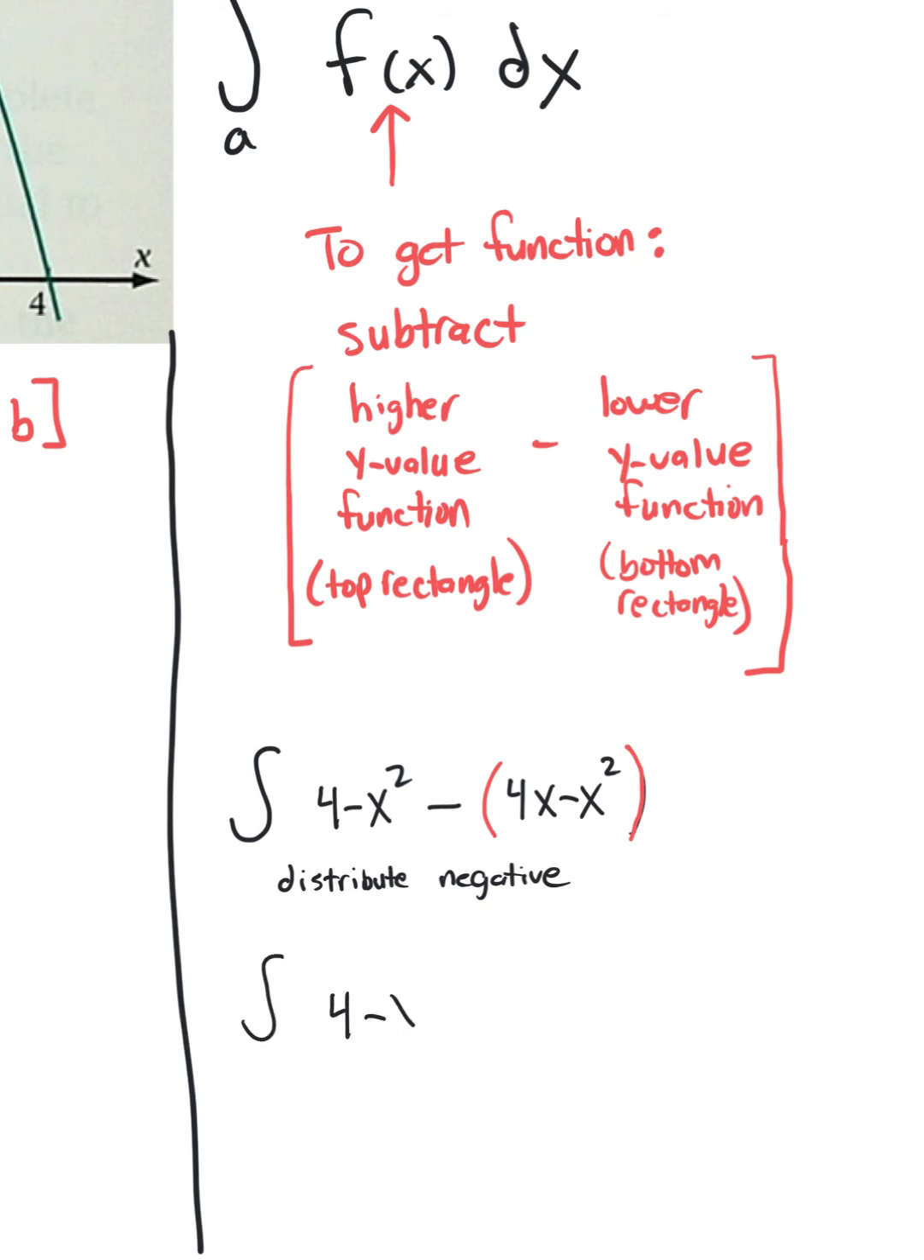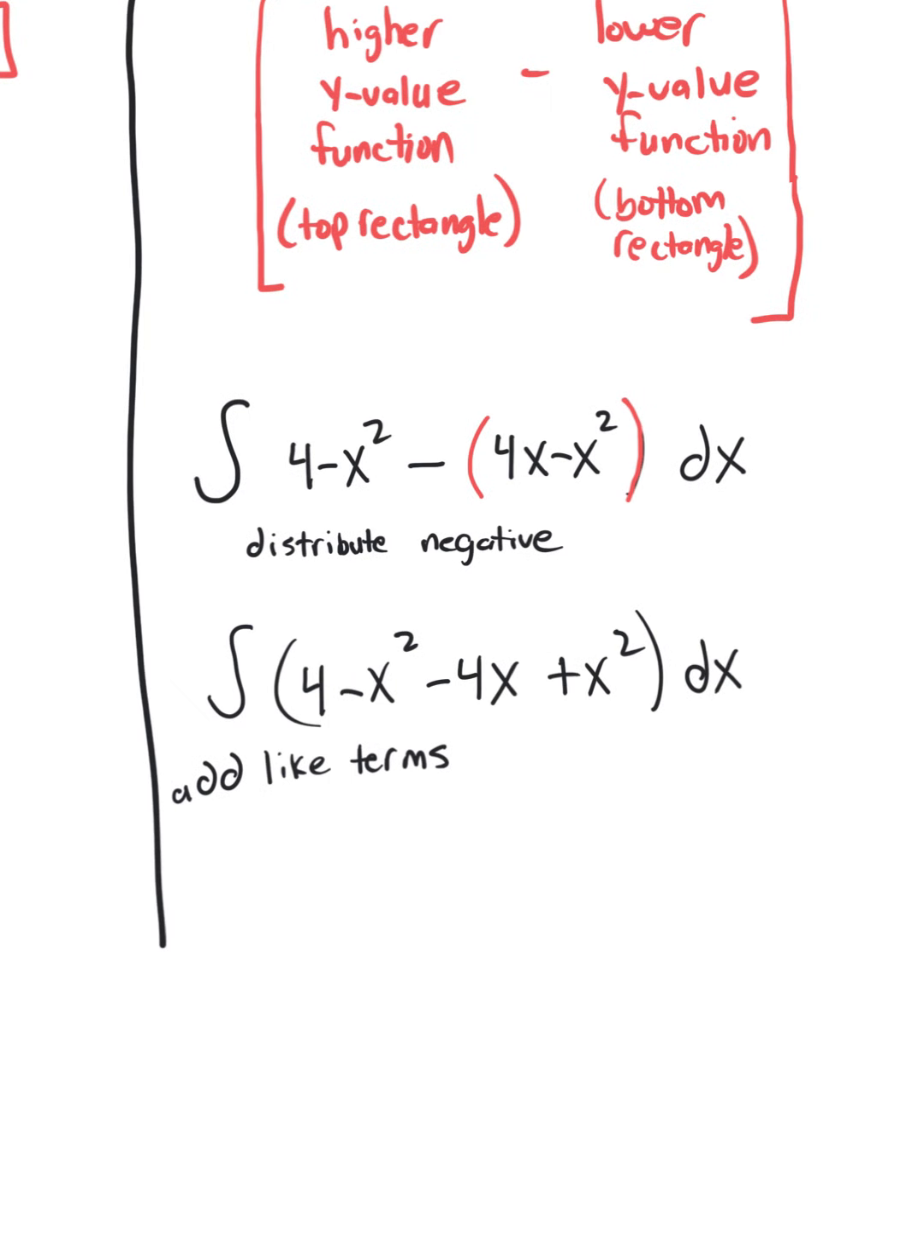So 4 minus x squared comes down. We get negative 4x. And then we get positive x squared. All right, and we need a dx on the end, of course, for good calculus notation. And now we just add like terms. So it's going to look like this. Check this out. Negative x squared and positive x squared, they cancel out. So we are left with negative 4x, and then we have plus 4. So there is our integrand. That is the equation for our definite integral.